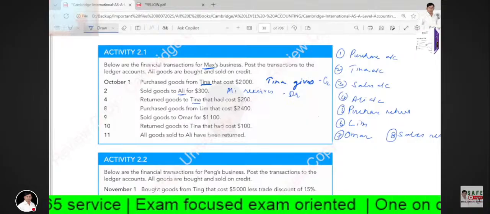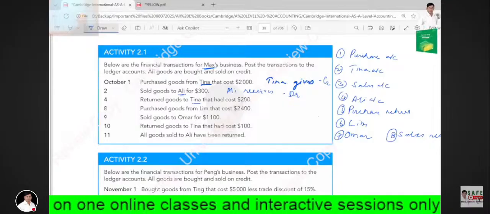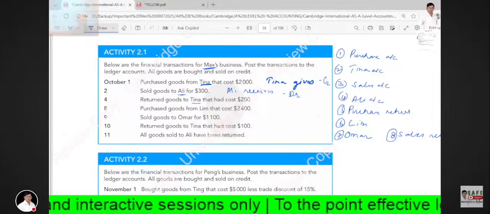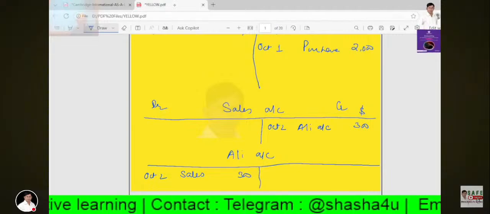You just practice illustrations. Unless you practice the illustrations thoroughly, don't try the exercises. Otherwise, you will not get this. These are very tricky. Sales account is done, Ali's account is done.